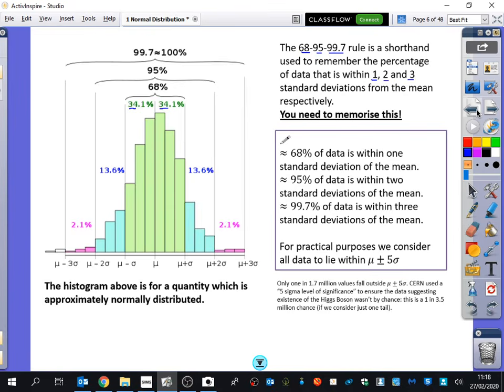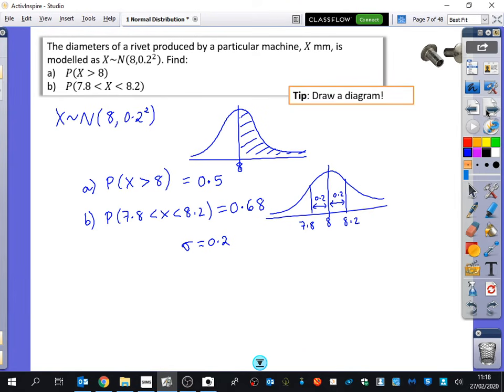It says 68% of the data is within 1 standard deviation of the mean. How do you remember that? So now we're actually using it. It's within 1 standard deviation. And so you could use that.